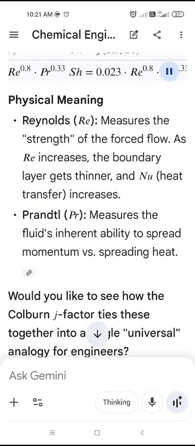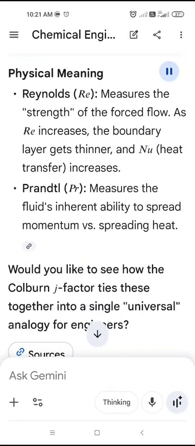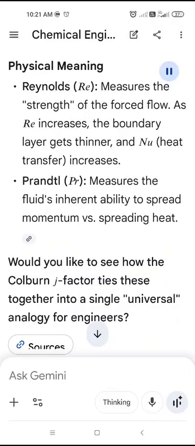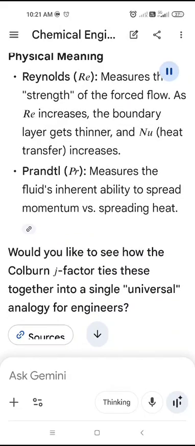Physical meaning. Reynolds, Re, measures the strength of the forced flow. As Re increases, the boundary layer gets thinner, and Nu, heat transfer, increases. Prandtl, Pr, measures the fluid's inherent ability to spread momentum versus spreading heat. Would you like to see how the Colburn j factor ties these together into a single universal analogy for engineers?